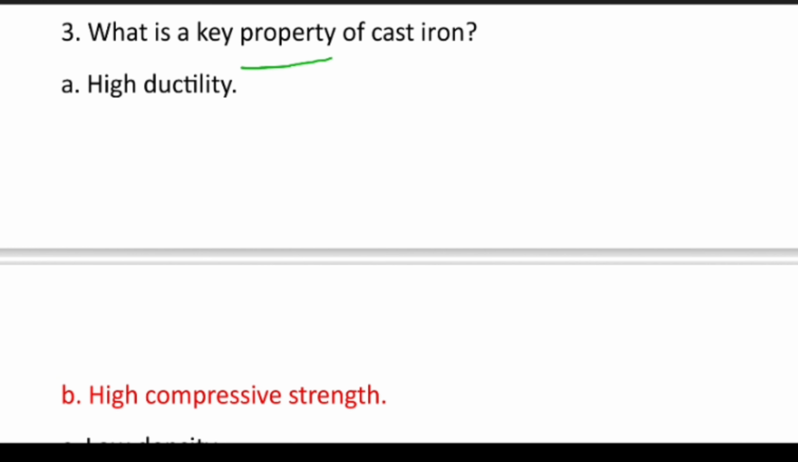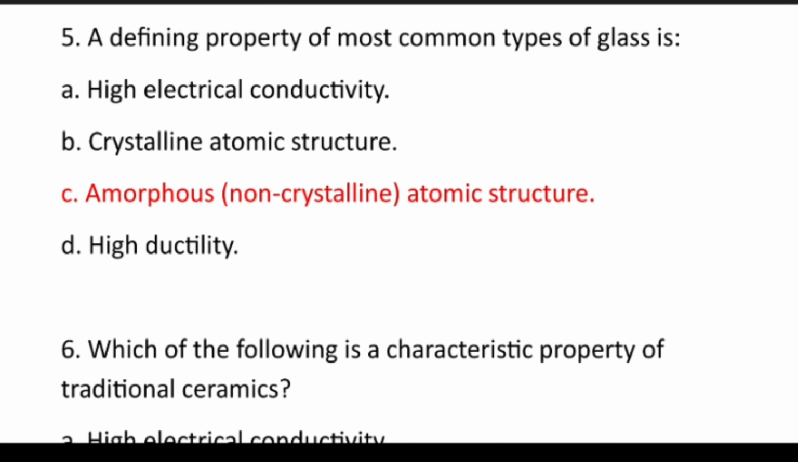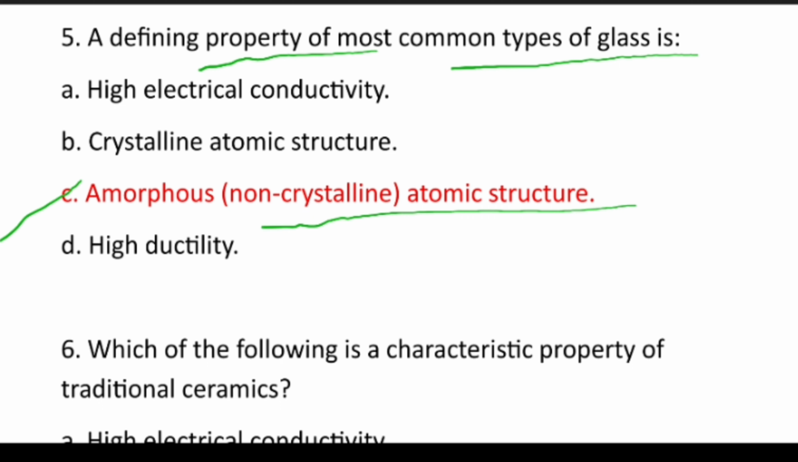Next, what is the key property of cast iron? Option B, it has high compressive strength. What is the primary alloying element in stainless steel? Option C, chromium. A defining property of the most common type of glass, option C, amorphous or non-crystalline atomic structure.